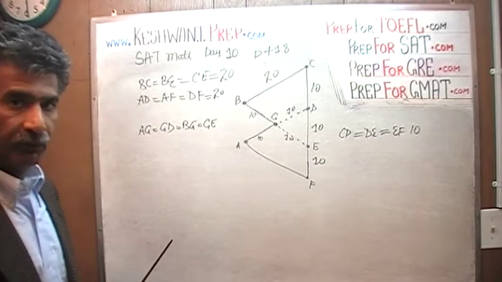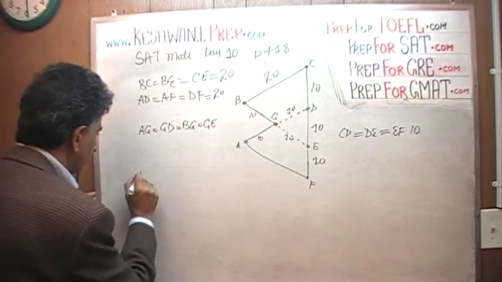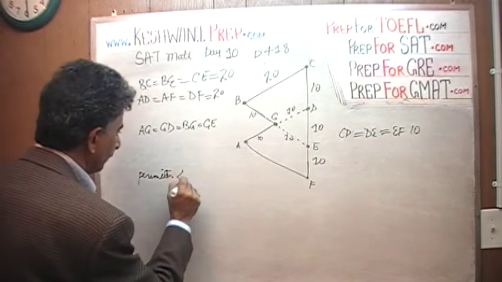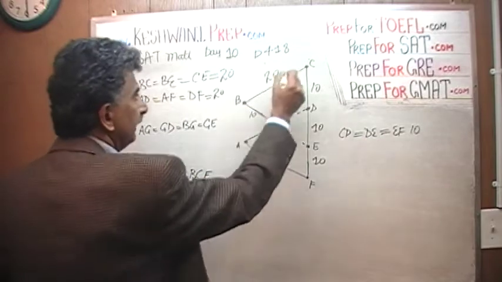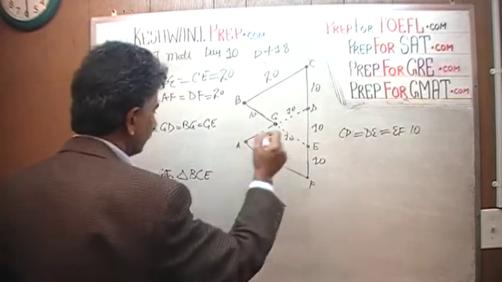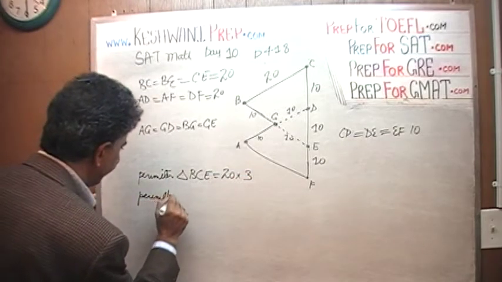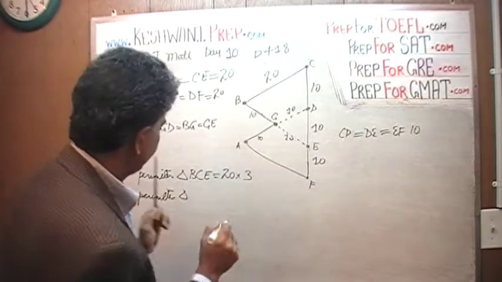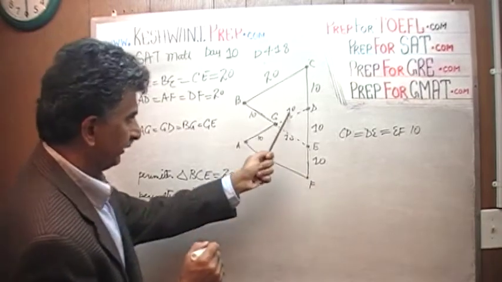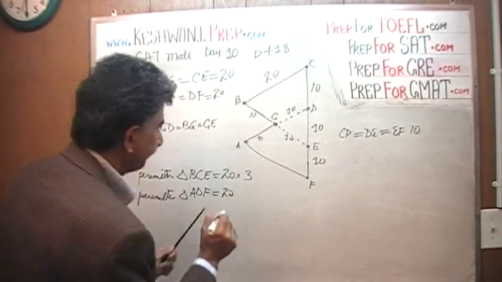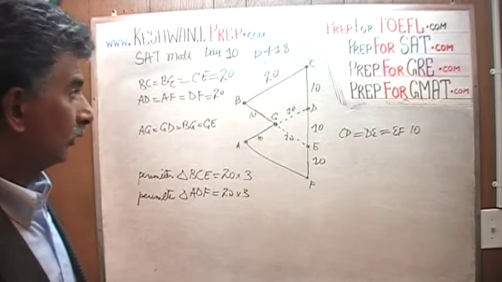That's all. We're almost there. Now we want to find out the perimeter of the flag. The perimeter of the flag is going to be the perimeter of triangle BCE, which is 20 plus 20 plus 20. It is simply 20 times 3. The perimeter of triangle ADF, which is again 10 plus 10 is 20. This is 20, A to F, and D to F is 20. So it's again 20 times 3. So far so good.